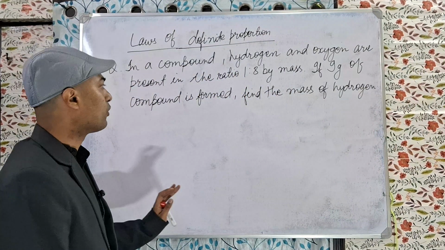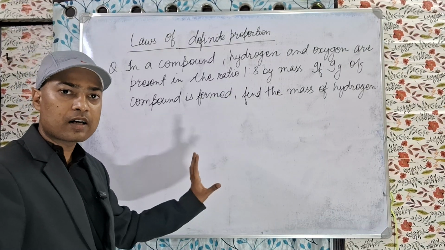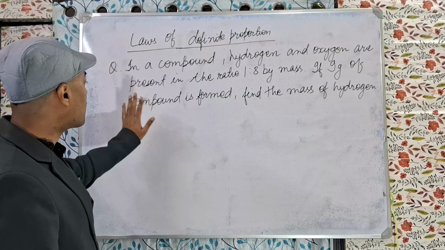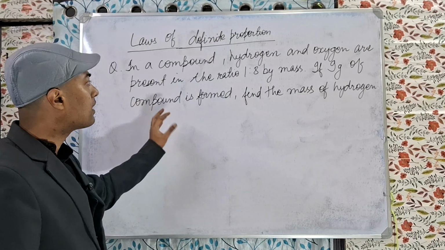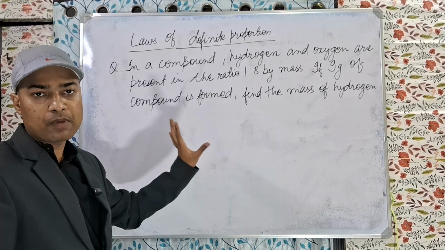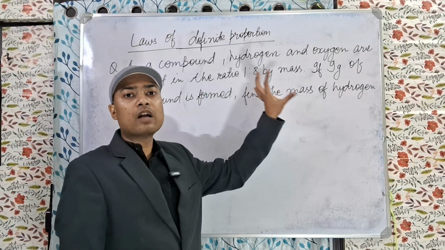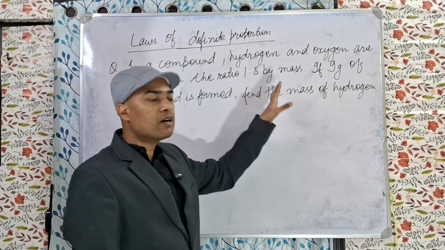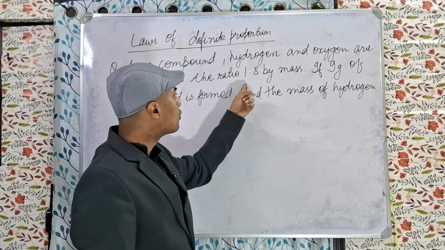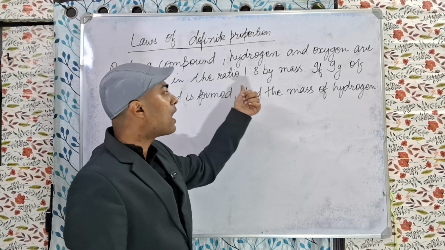Now let us do it together. First of all, understand the question. It is very important to understand the question and then you can easily proceed to the answer. So what is the question saying? It is saying that in a compound, hydrogen and oxygen are present in the ratio 1:8 by mass. That means if you combine, this becomes 9 gram, or 9 parts. That means in 9 parts of the compound, hydrogen is 1 part.